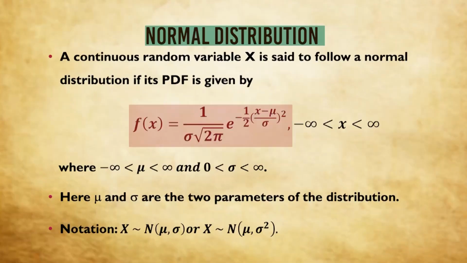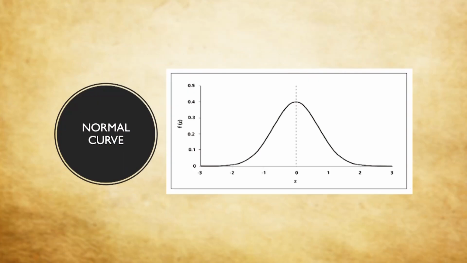It is 1 by sigma root 2 pi e to the power minus half ((x minus mu) by sigma) whole square. We know e to the power anything is strictly positive, and the rest, the constant 1 by sigma root 2 pi: sigma by definition is positive, and root 2 pi is definitely positive. So f(x) is always positive. f(x) cannot ever be equal to 0. So that is why the curve is asymptotic to the x-axis. It never meets it.